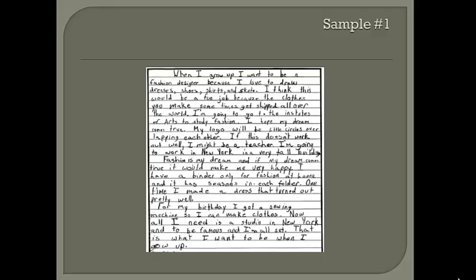I have a binder only for fashion at home, and it has seasons in each folder. One time, I made a dress that turned out pretty well. For my birthday, I got a sewing machine so I can make clothes. Now all I need is to study in New York and become famous, and I'm all set. That is what I want to do or be when I grow up.